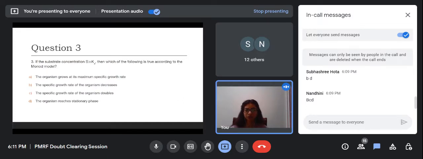So moving on to question number 3. If the substrate concentration S is much greater than Ks, then which of the following is true according to Monod's model? The options are: the organism grows at its maximum specific growth rate; the specific growth rate of the organism decreases; the specific growth rate of the organism doubles; and the organism reaches stationary phase. So what do you think the answer to this is? B or C? Alright. Any other answer?